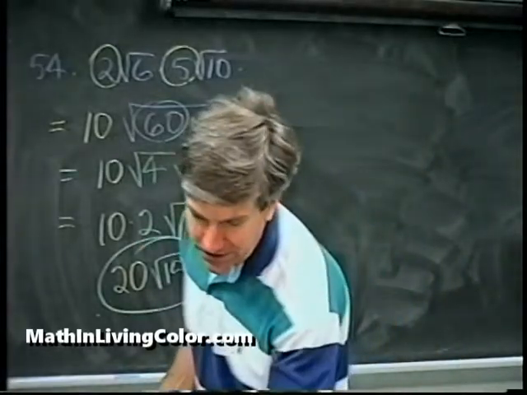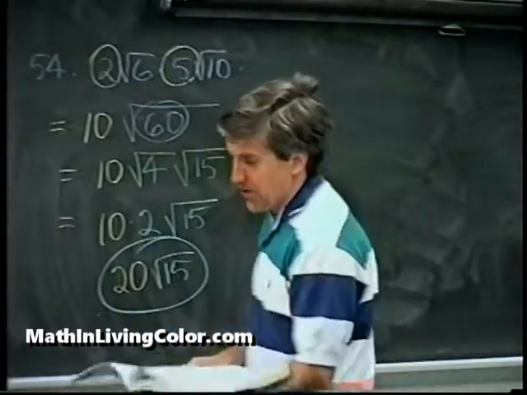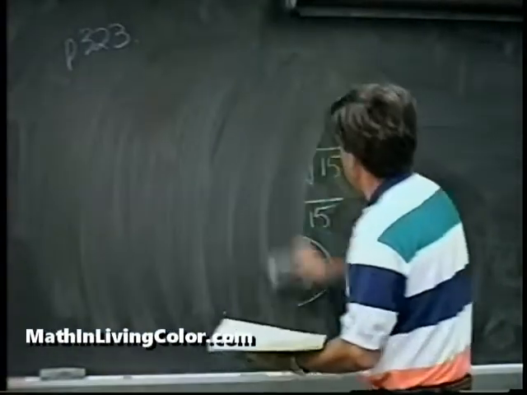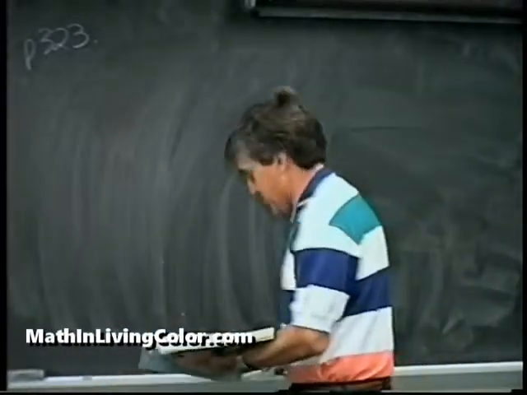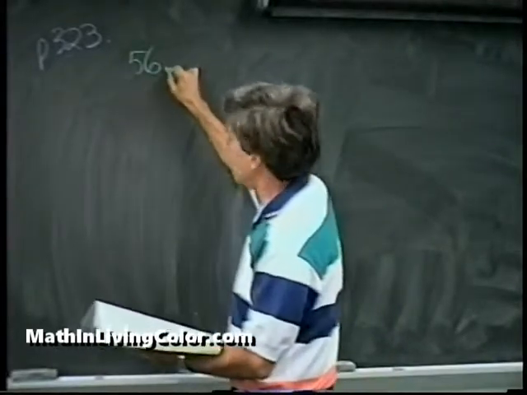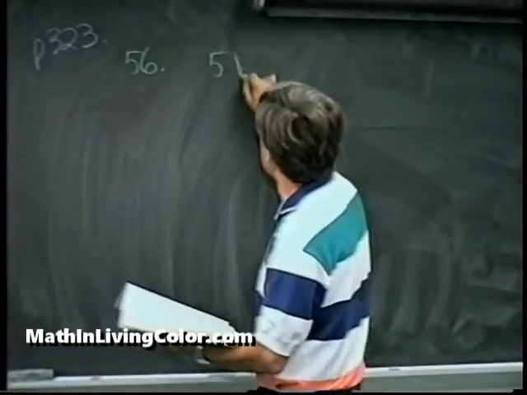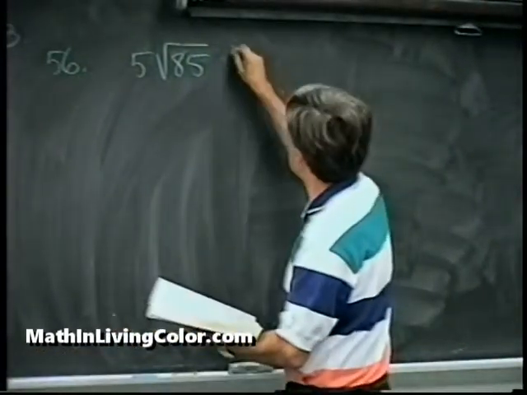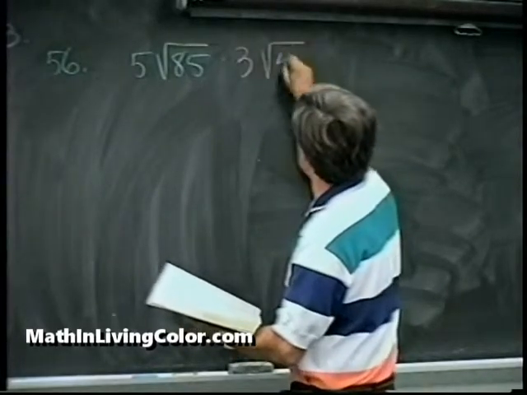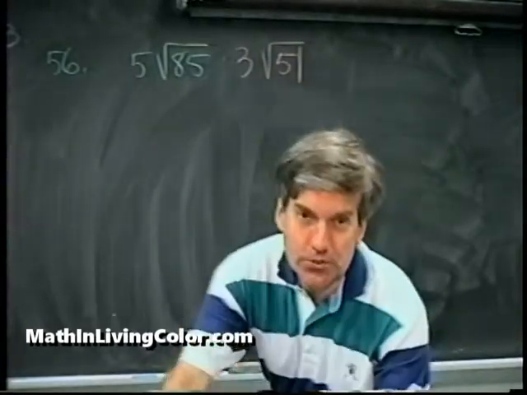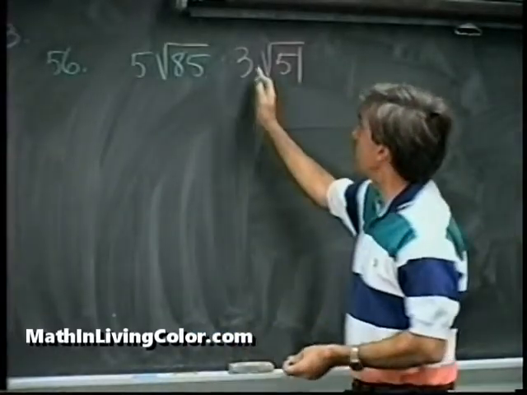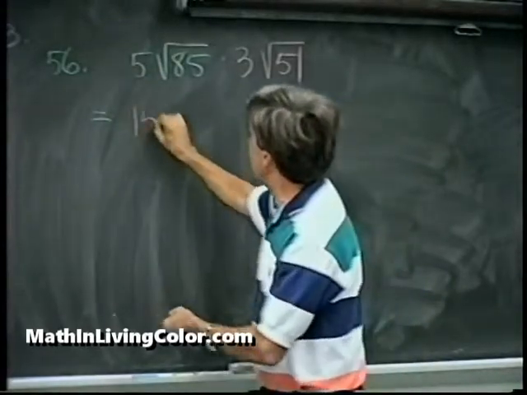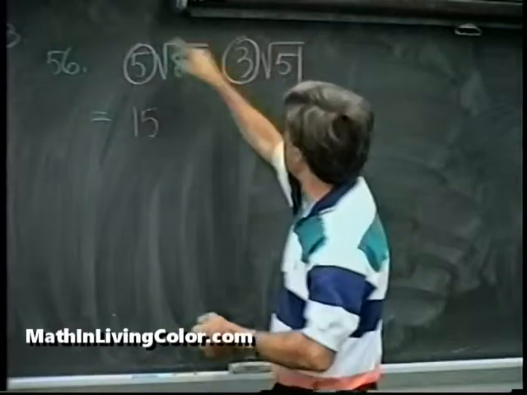Okay. Now let's take a look at the next page. Number 56 I'd like to look at. And I'll be just working through a few miscellaneous problems through the rest of this section. Number 56, it says 5 square root of 85 times 3 square root of 51. So what 2 numbers would you multiply together first here? Remember, the coefficient times the coefficient, which would be 15. All right, that takes care of the 5 and the 3 that are outside.